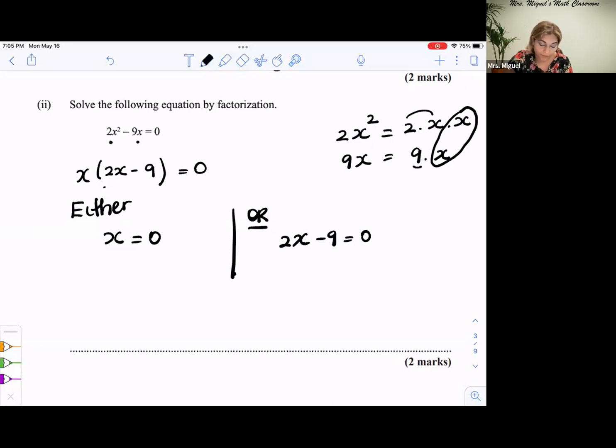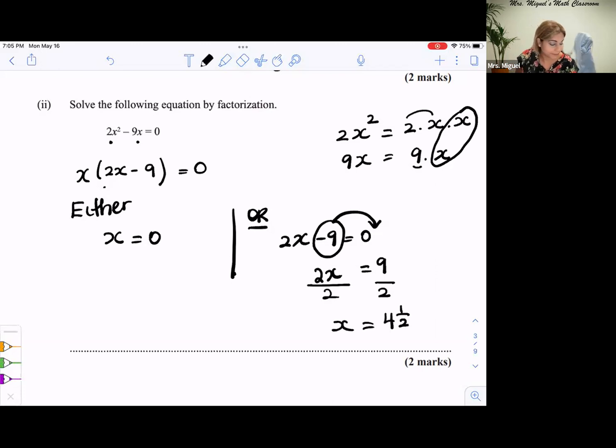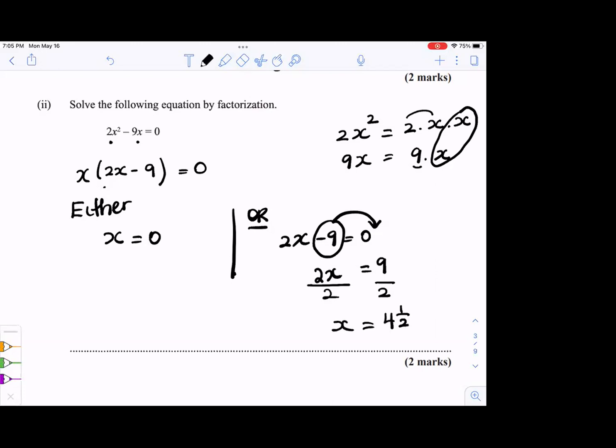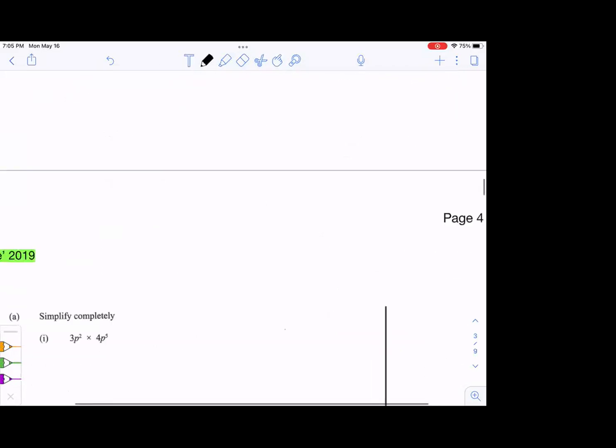All right. So when I remove minus 9, it becomes plus 9. I have 2x is 9. How much is 1x? 2 bottles of water cost $9. So x is equal to 4.5. Did you all get that? Yeah, miss. All right, let's continue.